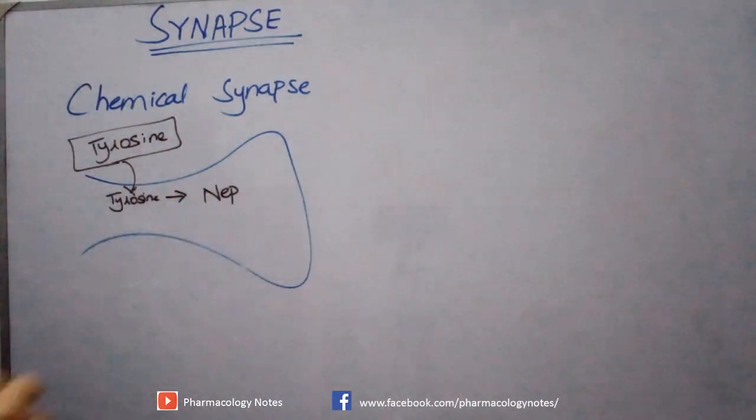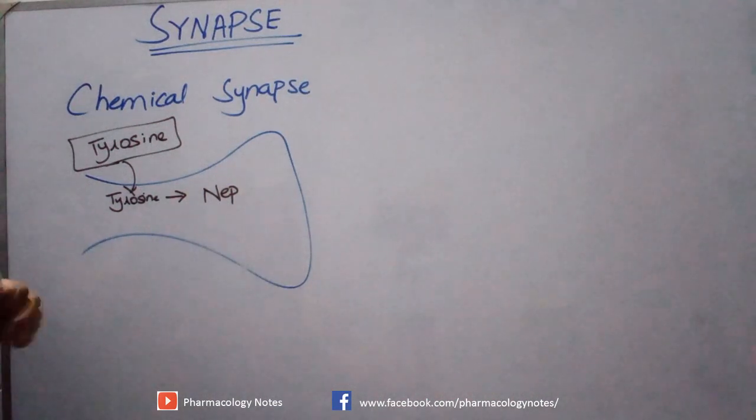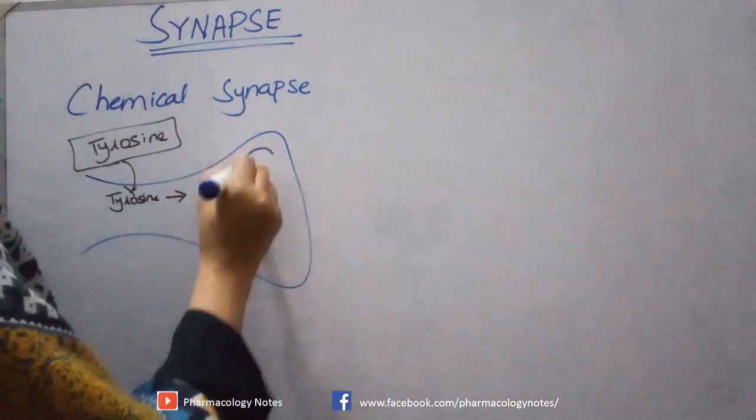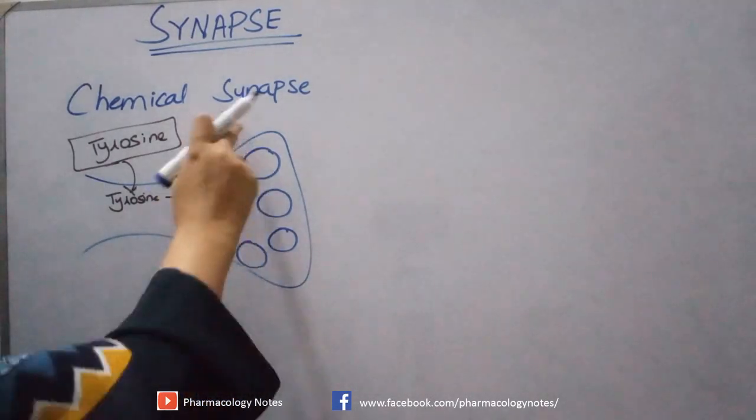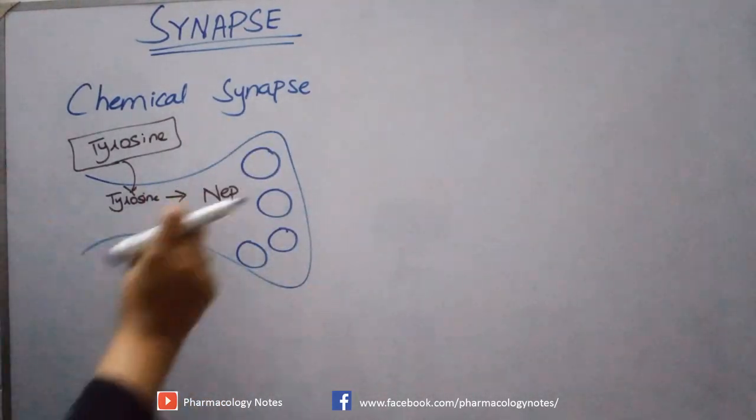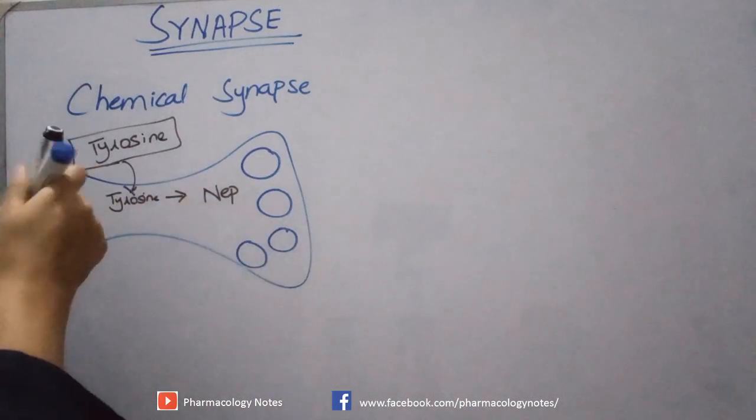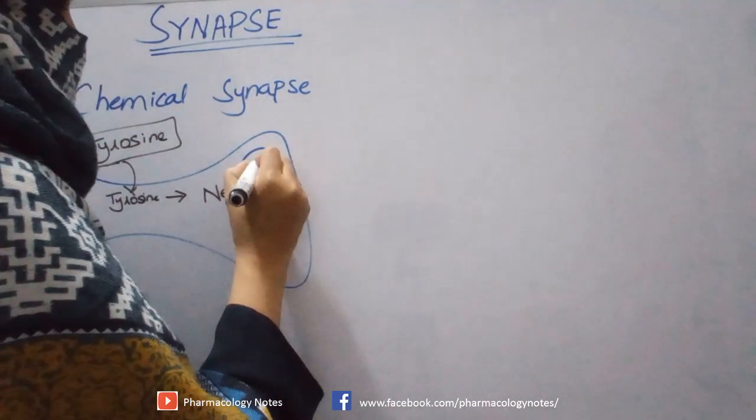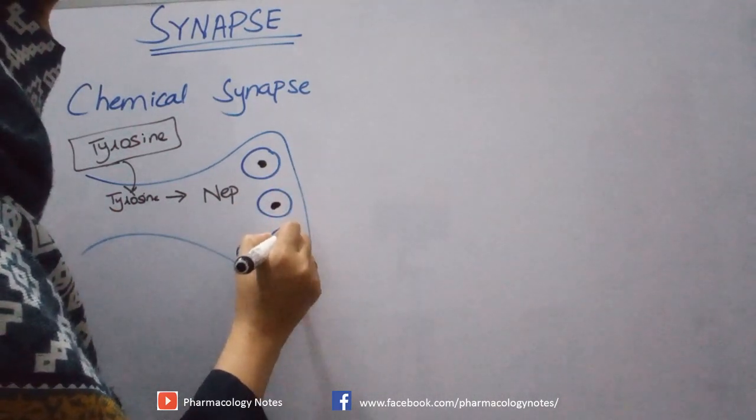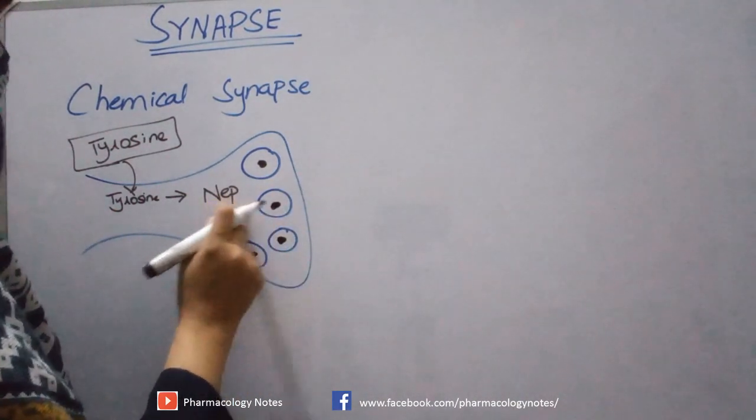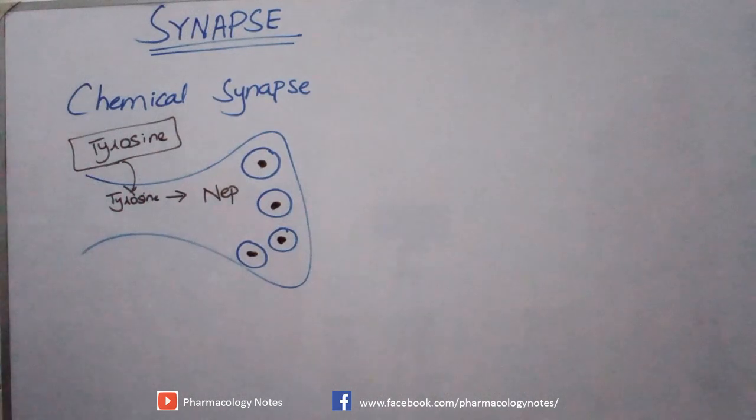This norepinephrine is stored in the vesicles, and these vesicles are present in the presynaptic neuron like beads containing neurotransmitters inside. These are chemicals, the neurotransmitter norepinephrine. It is a catecholamine, and that is a chemical entity.